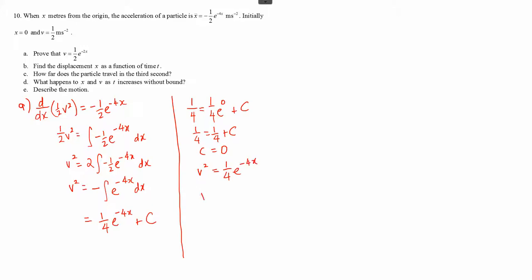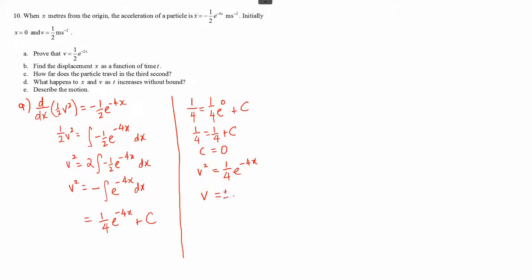Then we need to find the value of c. We're told that initially x is 0 and v equals a half. So we substitute those in and we get a half squared, so that's a quarter, equals a quarter e to the 0 plus c. Of course e to the 0 is 1, so we get a quarter equals a quarter plus c, and that gives us the value of the constant as 0. So now we know that v squared equals a quarter e to the minus 4x.